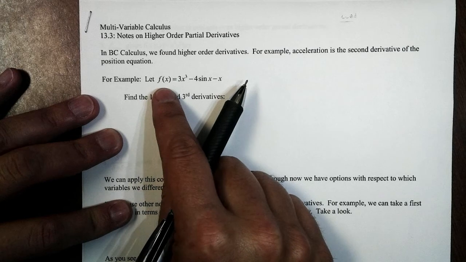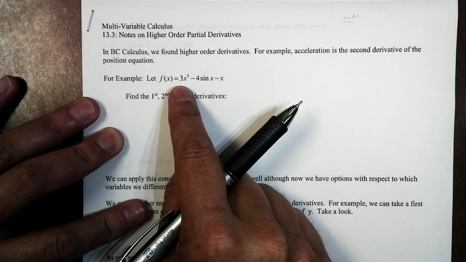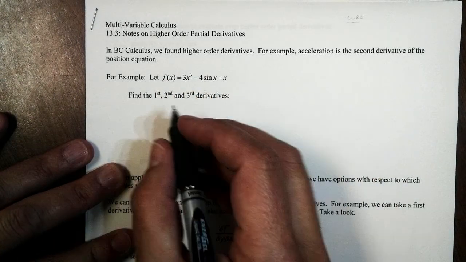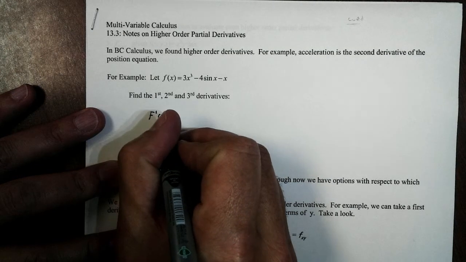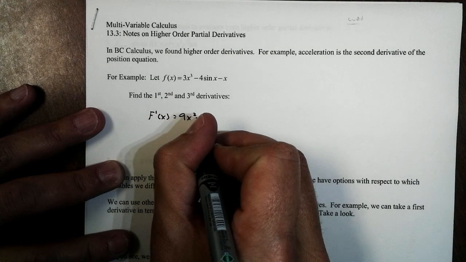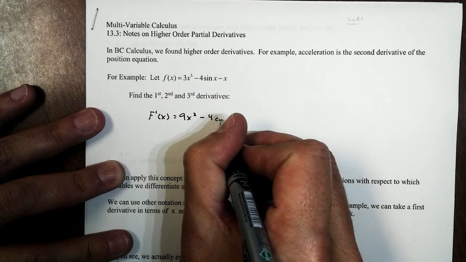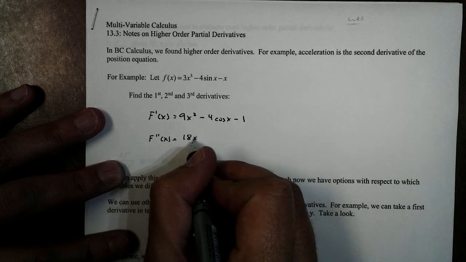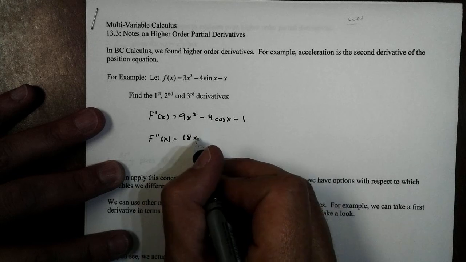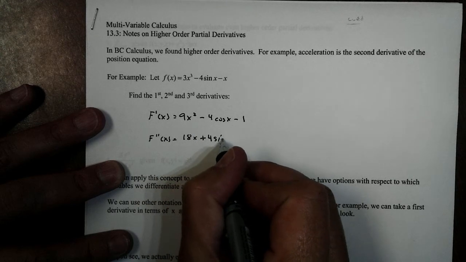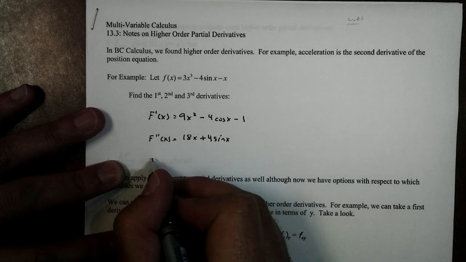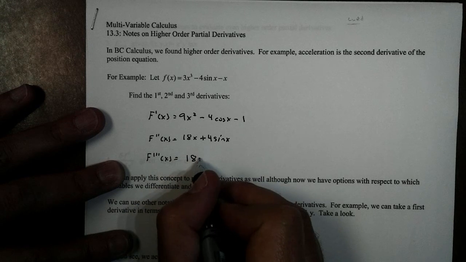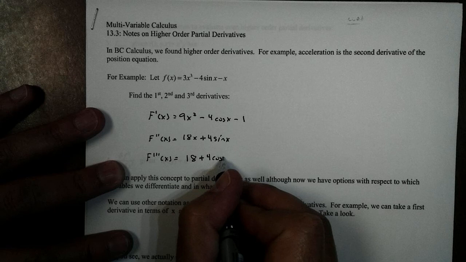For example, from last year, let's say we were given the function f of x equals 3x cubed minus 4 sine x minus x, and we want to find the first, second, and third derivatives. Our first derivative would be 9x squared minus 4 cosine of x minus 1. Our second derivative would become 18x. Be careful, the derivative of cosine is negative, so we get plus 4 sine x, and the constant gets annihilated. Our third derivative would become just 18 plus 4 cosine of x.